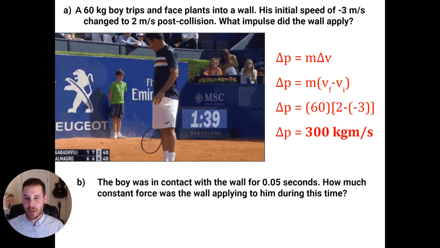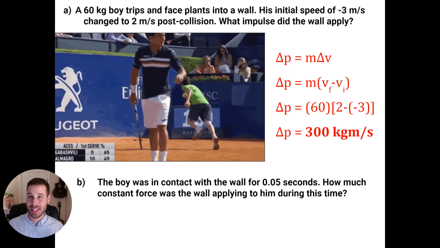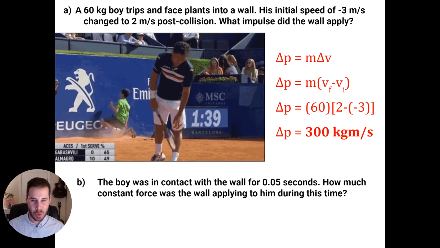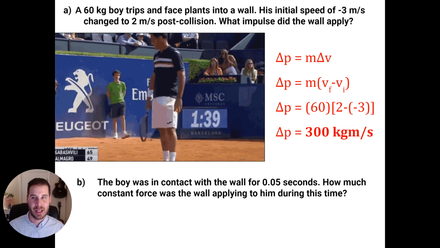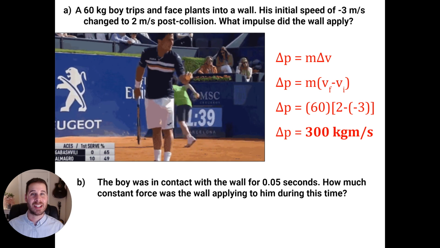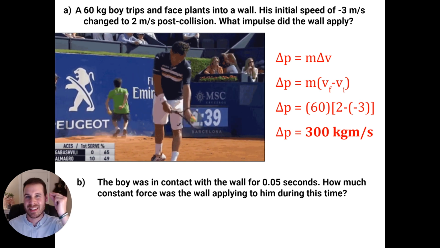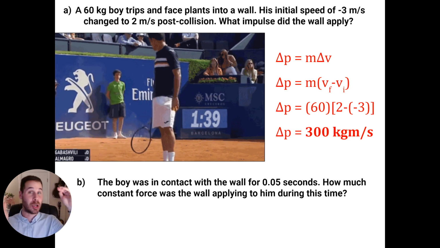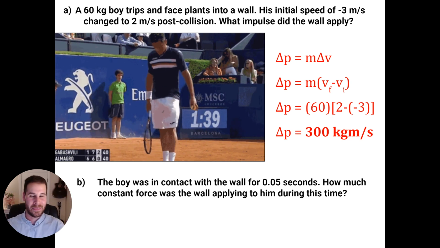Here's part B. The boy was in contact with the wall for 0.05 seconds. How much constant force was the wall applying to him during this time? So here's the first example of a problem that's giving us contact time. It's telling us the fraction of time that this boy was touching the wall while it was making him go from this way to that way.